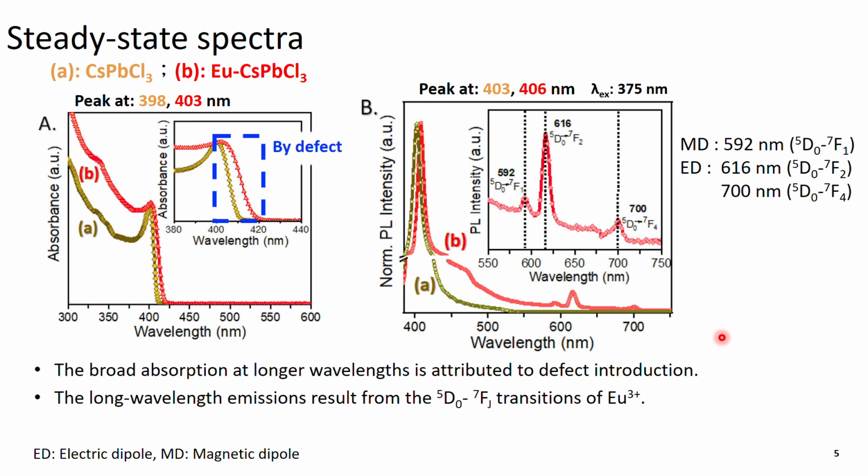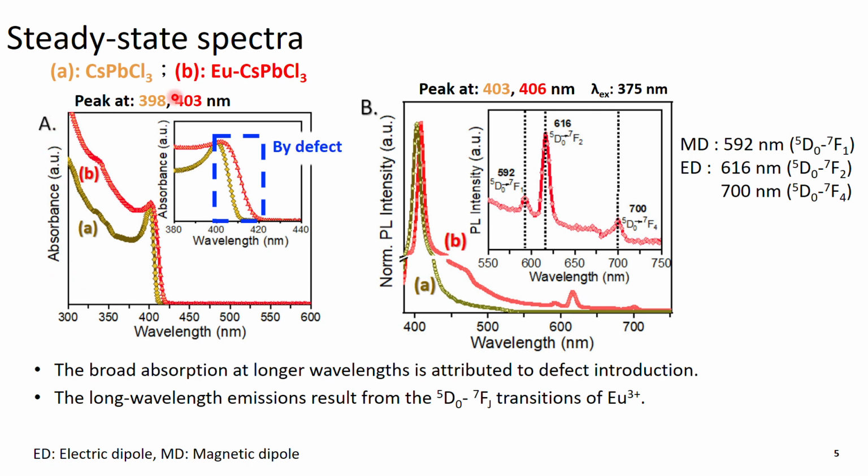So then we will talk about the results. First is the steady state spectra. The yellow line is the cesium lead trichloride, and the red line is the europium-doped cesium lead trichloride nanocrystal.